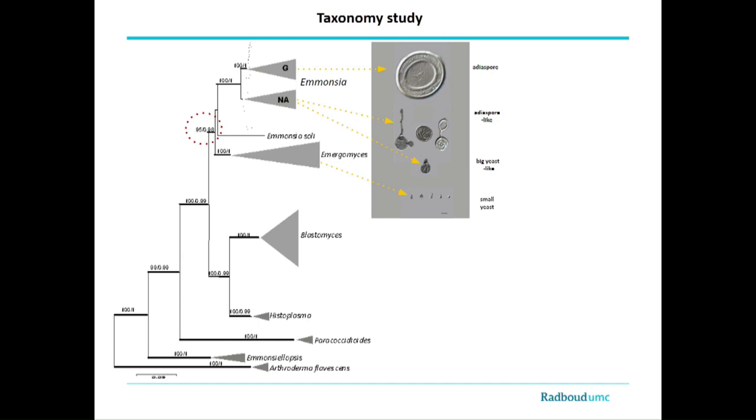Normally the pathogenic phase is small yeast, but the members of this genus, for example the type species of the genus, could produce big yeast as well. That means there is an overlap between the two populations. It seems there is a tendency from the adiaspore to small yeast.